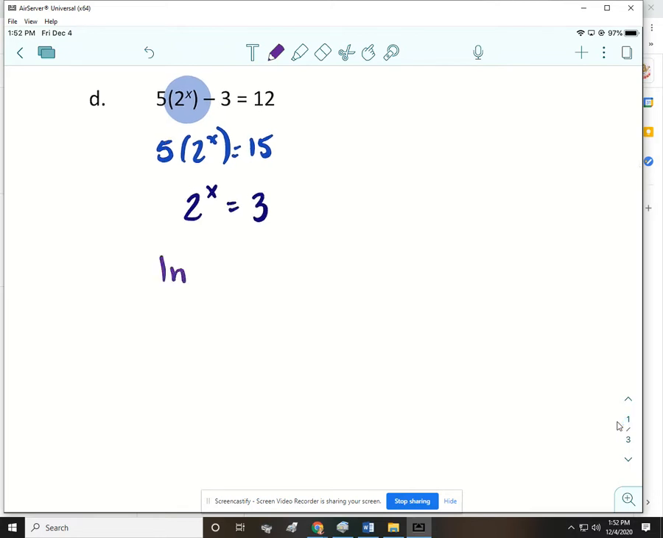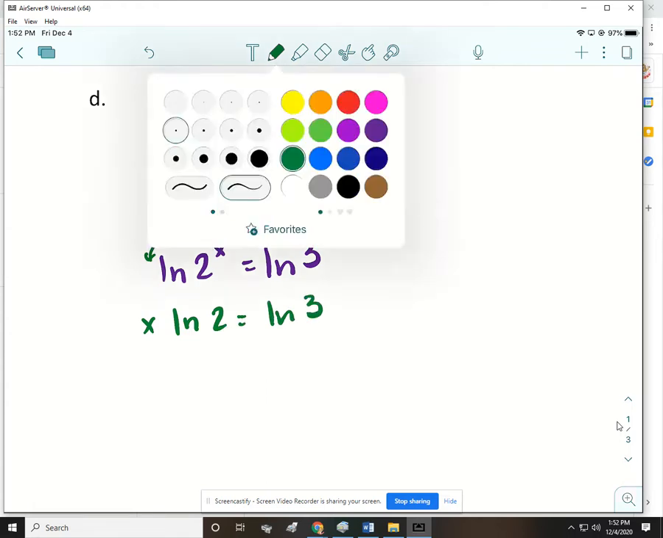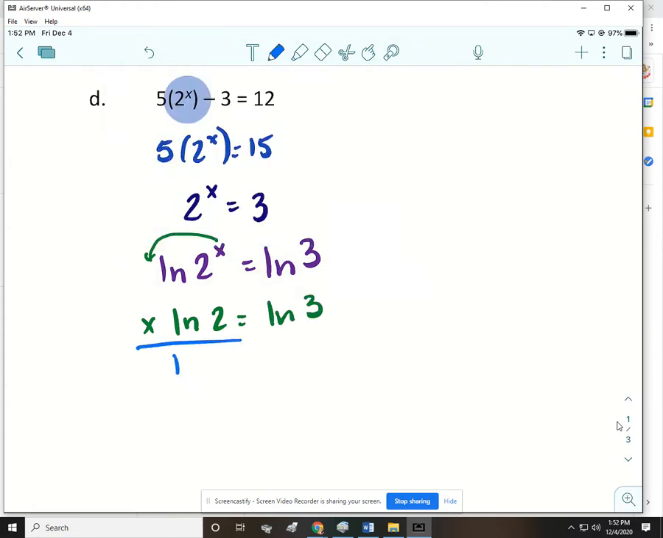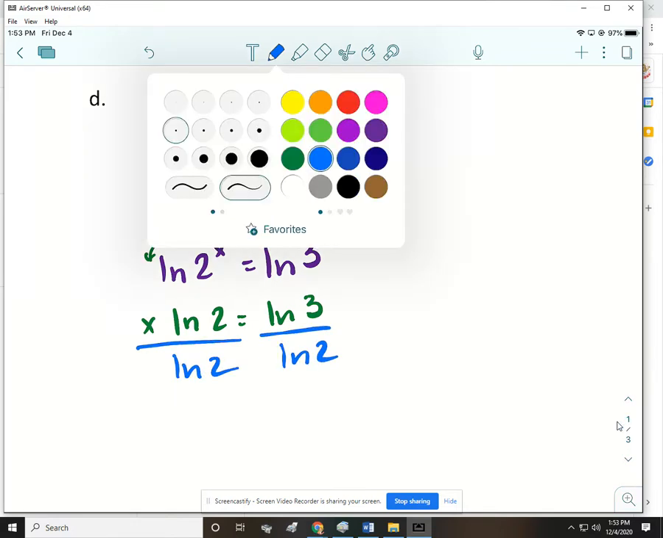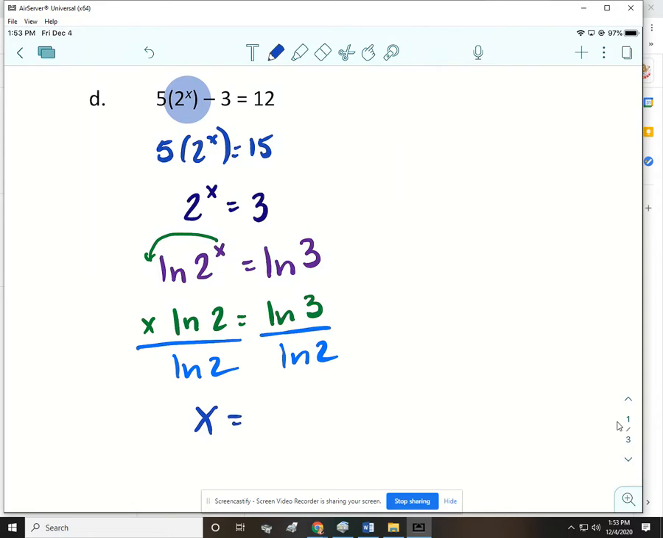So we're ready to do the natural log of each side. And don't forget, the whole purpose of doing that is so we can bring the x down in the front using the power property. Okay, and then finally, we would divide by the natural log of 2. So x is equal to the natural log of 3 divided by the natural log of 2.